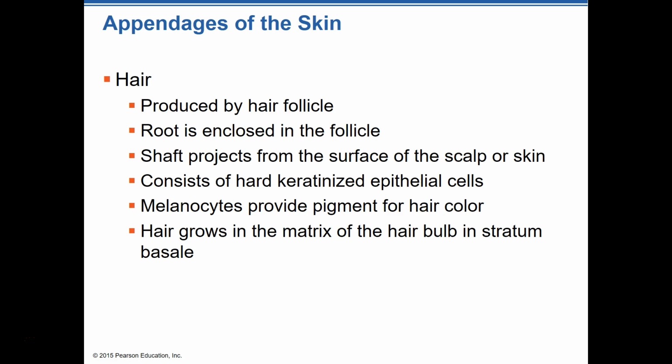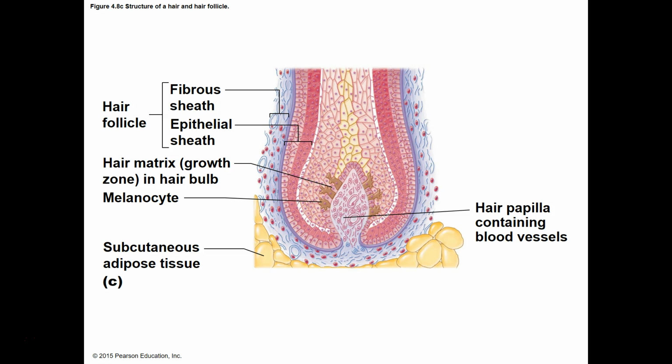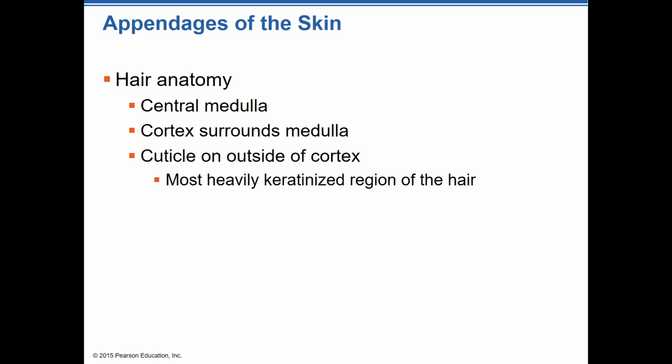There's also melanocytes that provide pigmentation for hair color. I used to have a whole bunch of just black melanocytes in my hair, and they have all turned white. So something must have scared me and changed all my melanocytes so that they don't produce dark colors anymore. Almost completely white now. Hair grows in the matrix of the hair bulb in the stratum basale, so in the basal portion of the hair bulb, and then projects upward. And you can see the different layers of a hair follicle and a hair, and all the cells that become part of that, and those cells get hard and rigid as they grow up and out of the follicle.